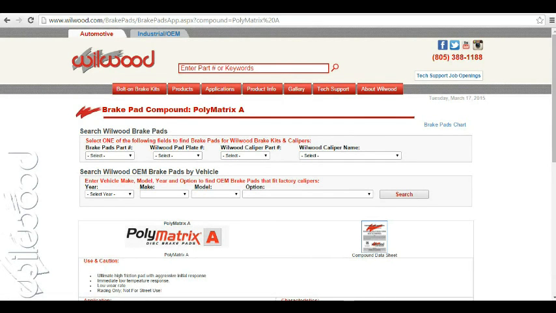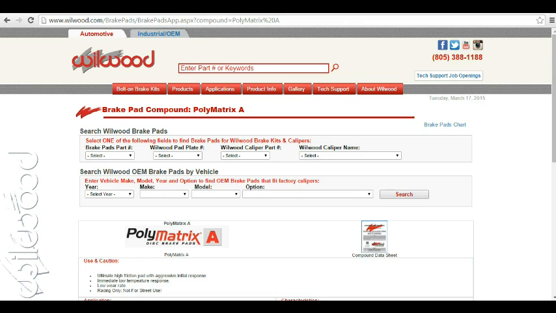The best part with Wilwood calipers is that it provides a lot of options for brake pads that can be used with them. So if you select a caliper, it's not just one set of brake pads that you can use, but you can use any kind of brake pad that you want depending upon the quality that you want, depending upon the money that you want to spend. You can also have a look at the various pads compatible with your caliper on the website of Wilwood itself.